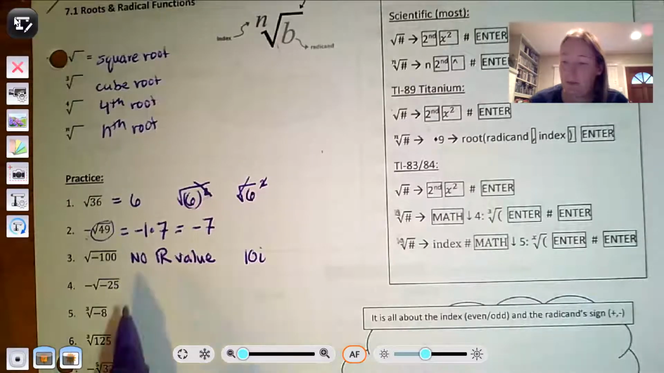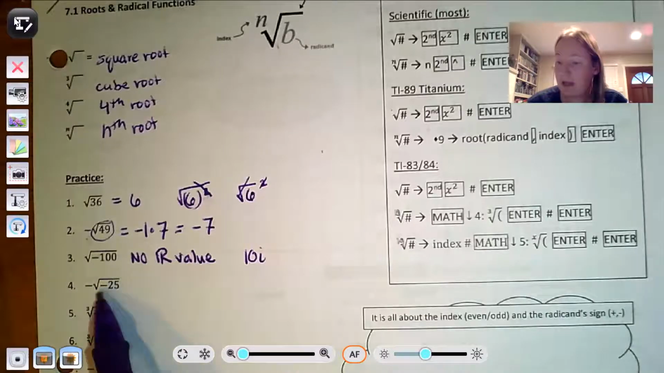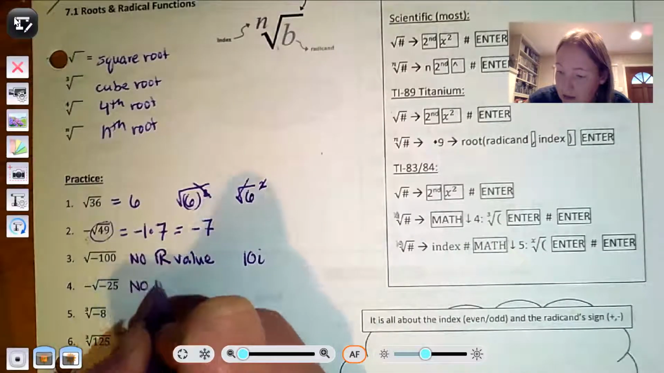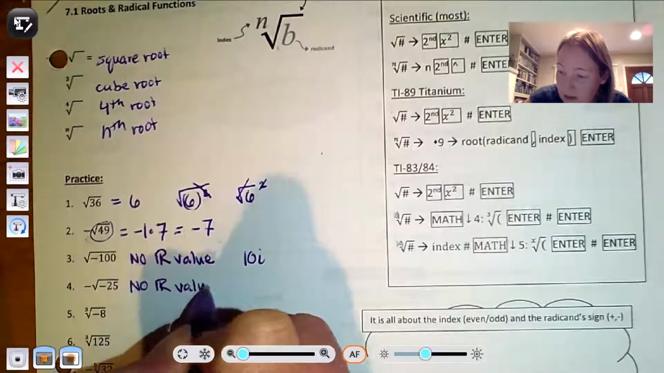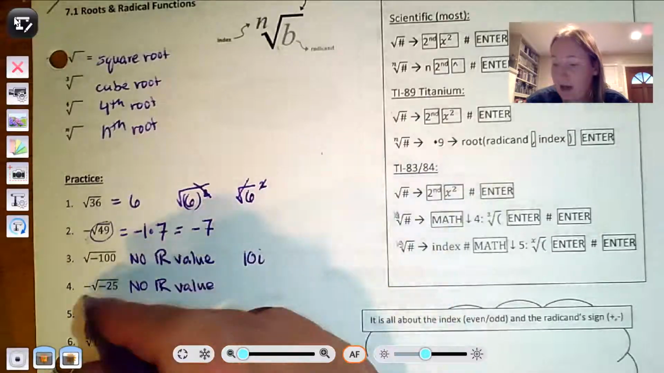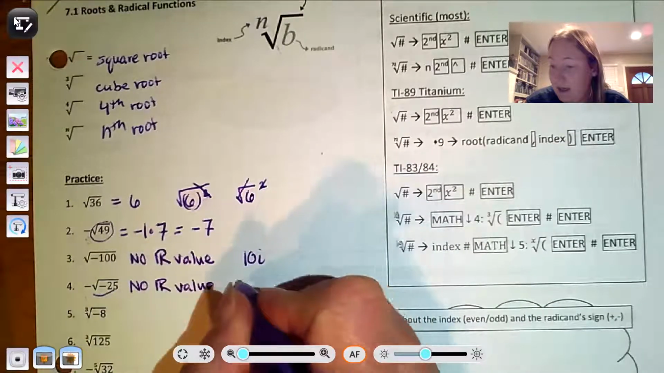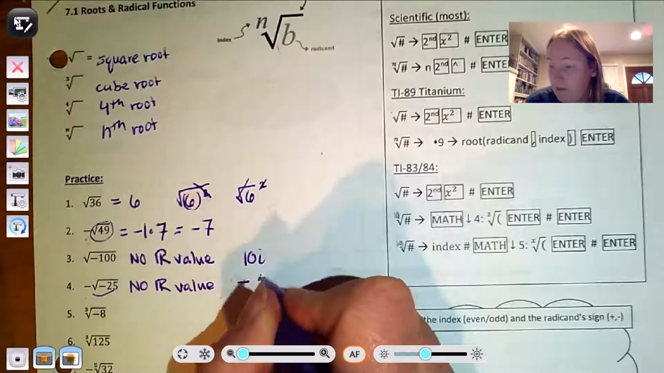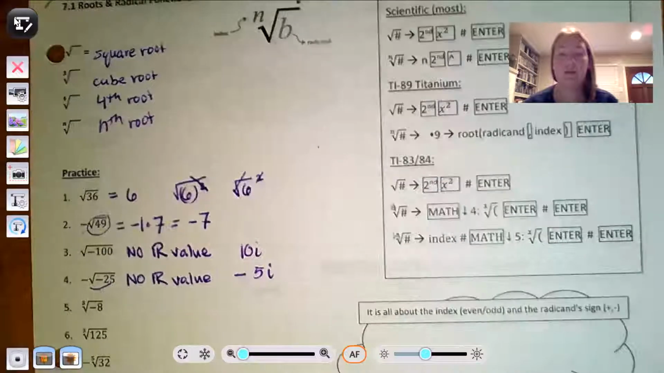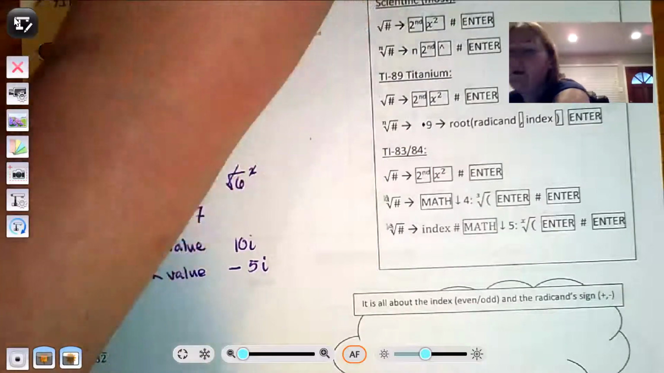The next one, number 4, similarly, we cannot take a square root of a negative in the real number system. But if we go into the imaginaries, this actually would be the opposite of this. So this would be negative 5i, from the square root of 25, and the i comes from the square root of a negative. So the i is just the square root of -1.